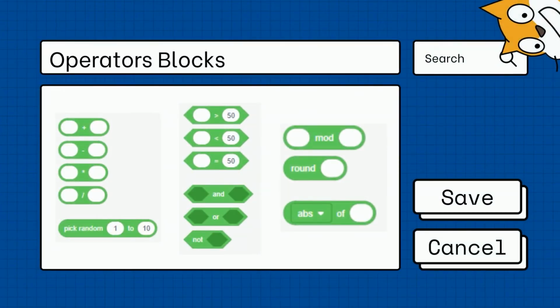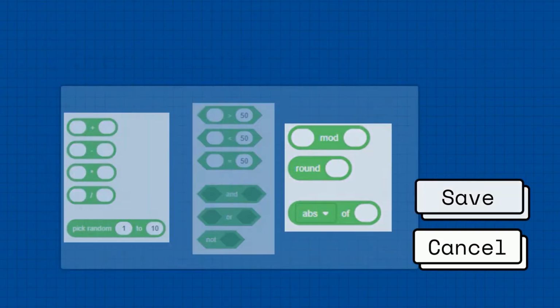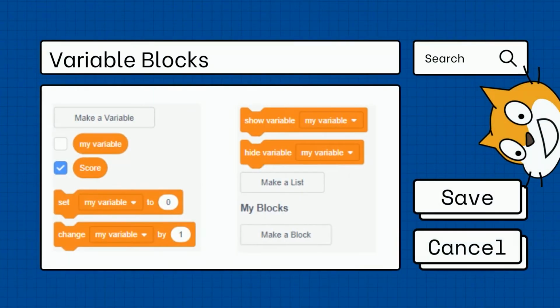Operator blocks. They are used to script math equations and string handling. Variable blocks. Variables are used to store information to use in programs. Scratch can only store numeric values in a variable.